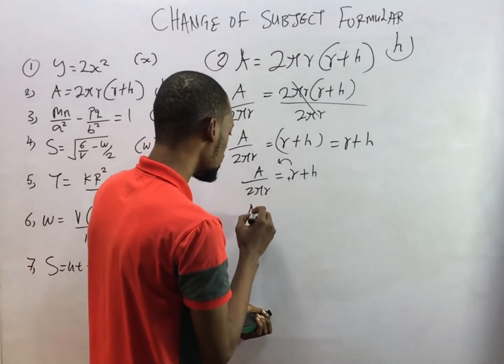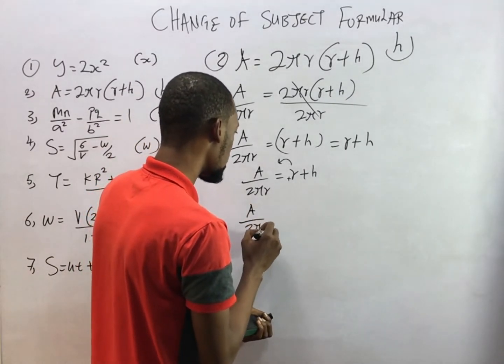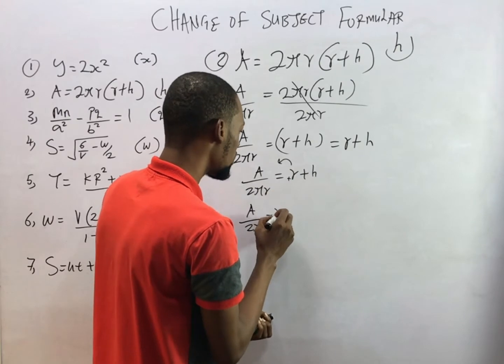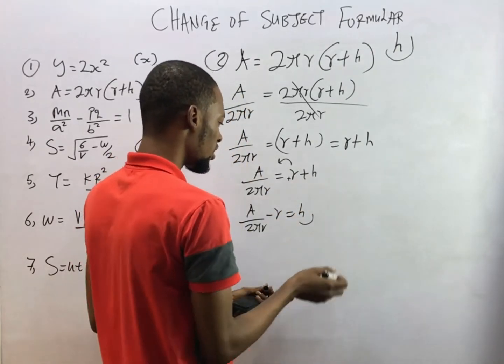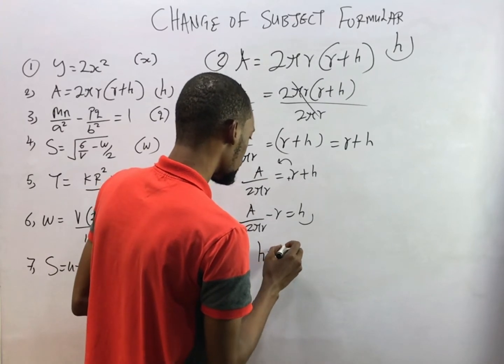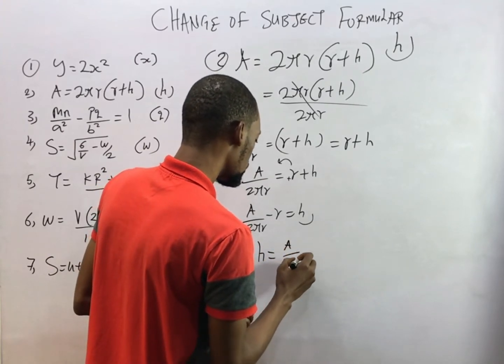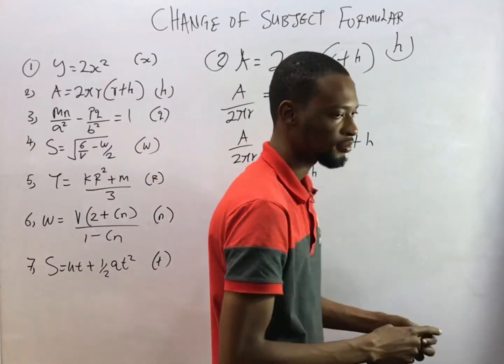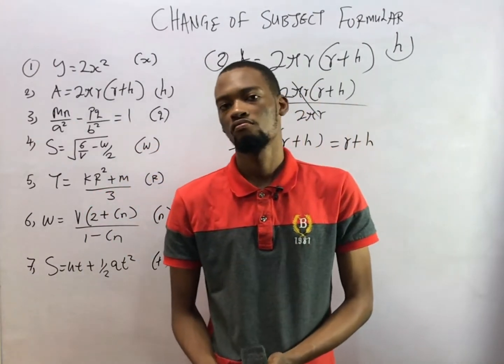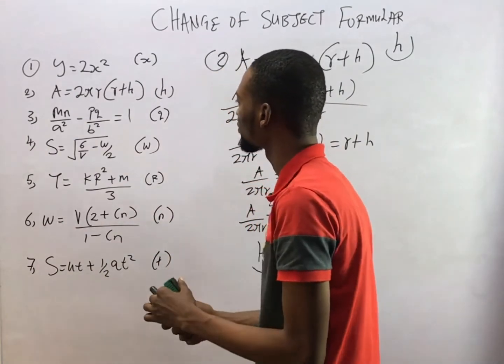In that case, it becomes a over 2 pi r minus r is equals h. So that's that. We've made h subject formula. Here it is equals a over 2 pi r minus r. So that is the answer. That is it.